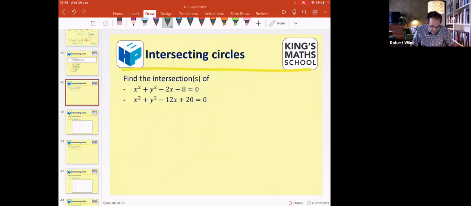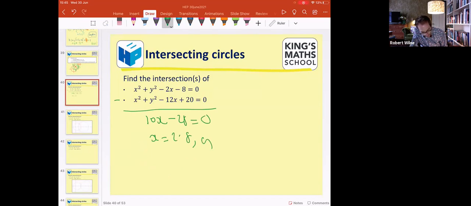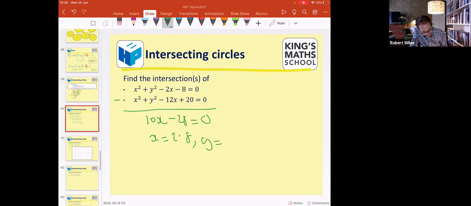So what happens when those two intersect? Well, how do we go about solving them? How do we go about finding where they intersect? Well, the natural thing to do is solve them simultaneously. So let's subtract, say, and so I get negative 2x subtract negative 12x, which is 10x, and then I get negative 8 subtract 20, which is negative 28, equals 0. So my x value is 2.8. And my y value is, well, substitute it in, and I'll get my y value, whatever it is.